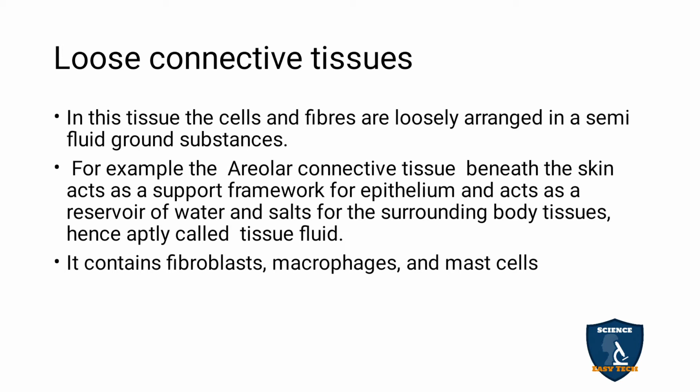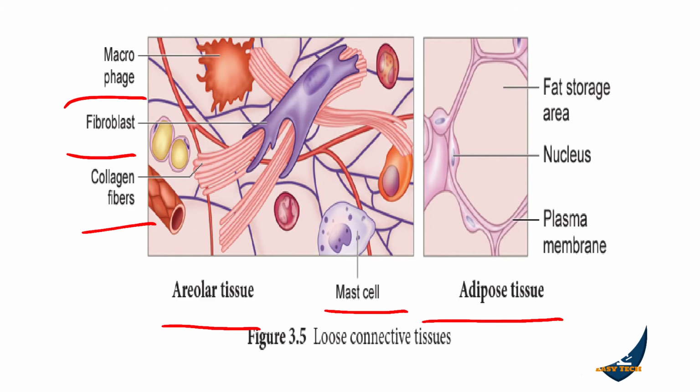It also forms the framework for epithelial tissue. It binds with the epithelial tissue and forms the framework. So it contains fibroblasts, macrophages and mast cells. This areolar tissue contains these three types of cells.